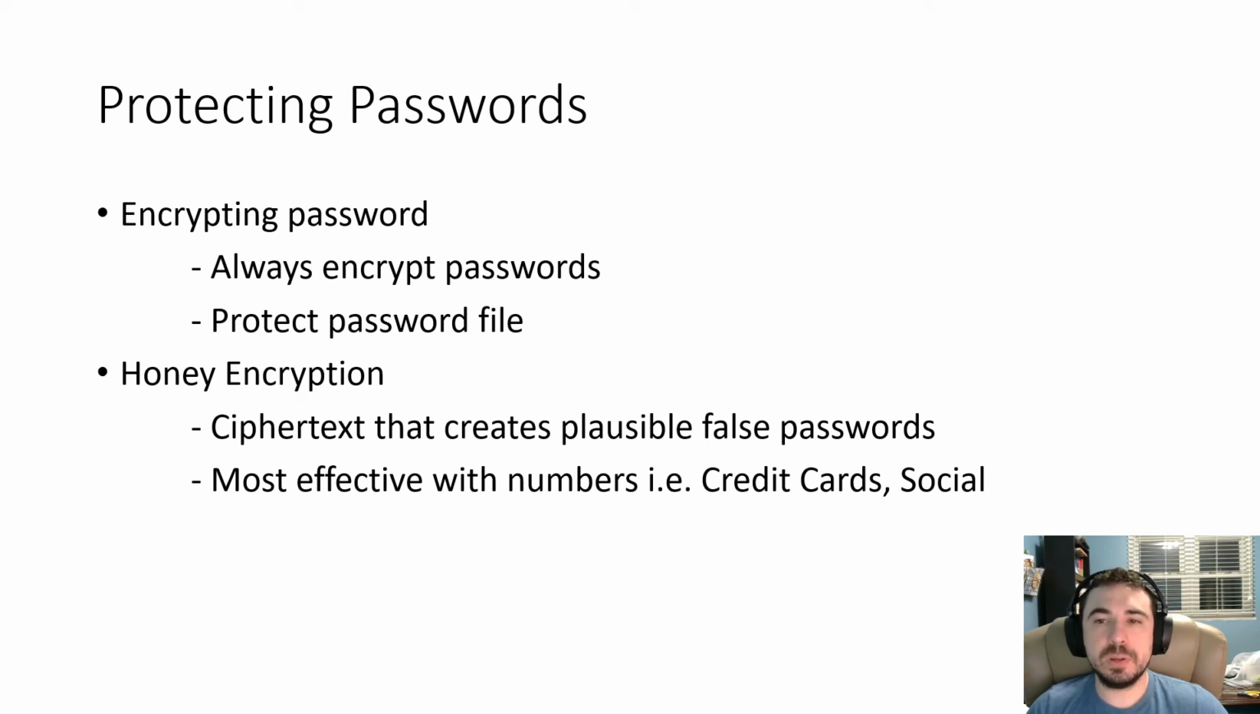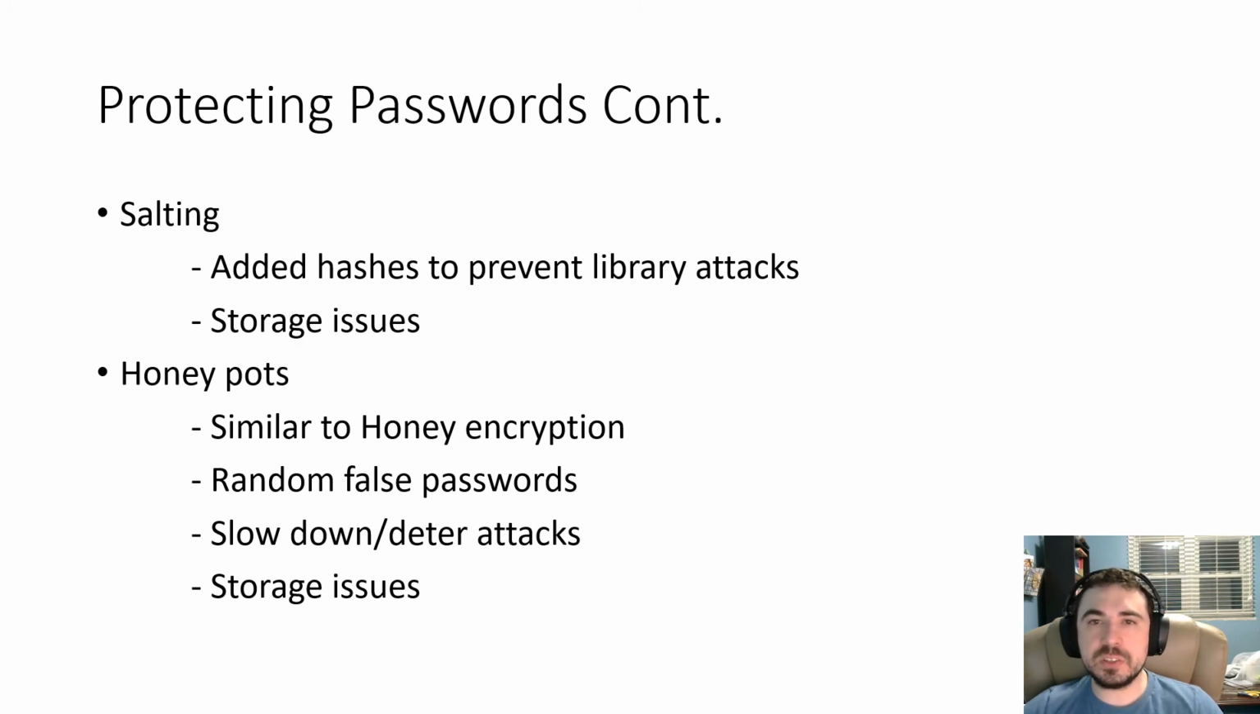Another method for protecting passwords in the system or protecting data in the system is honey encryption, and that is where it creates plausible false passwords or plausible false numbers. So it's very effective when it comes to protecting credit card and social security numbers because it's all numbers and it's a specific length. So it's very simple for honey encryption to create plausible falsehoods of those. And so when these people finally do get to them, they're not actually anybody's information.